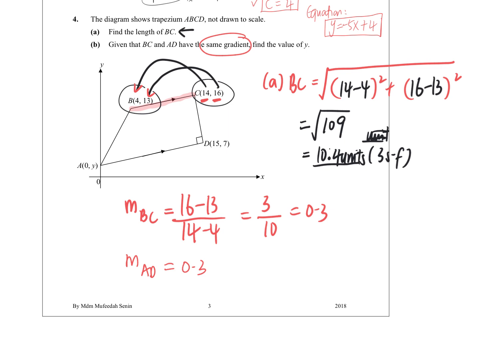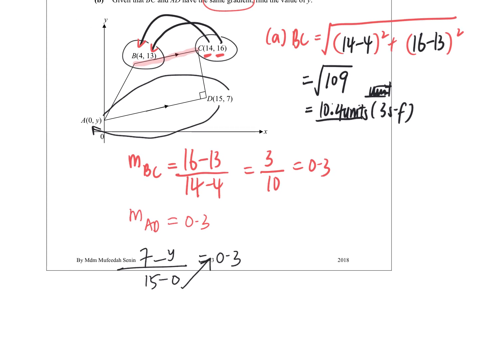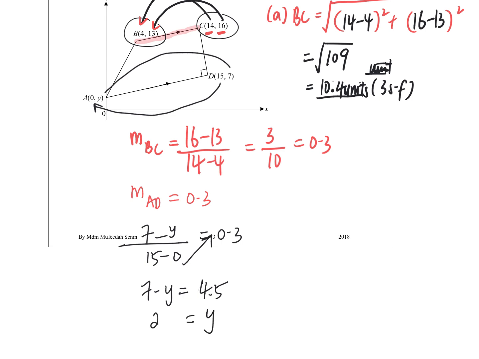What's the gradient of AD? How to find it? If I start from here, what is your y2 minus y1? 7 minus, not 0. y over? Yes. This must equal 0.3. So we do a cross multiplication. What is 0.3 times 15? 4.5. Okay, so 4.5. So y is just 2.5.